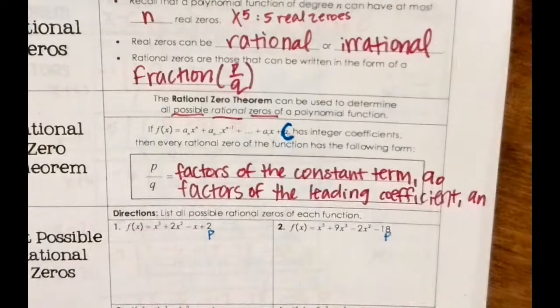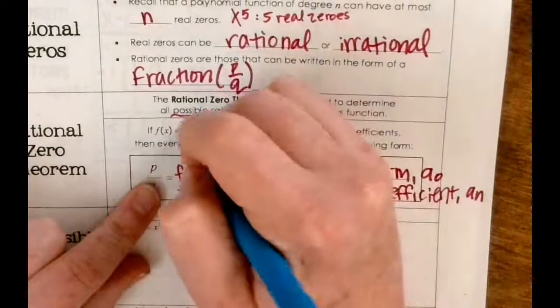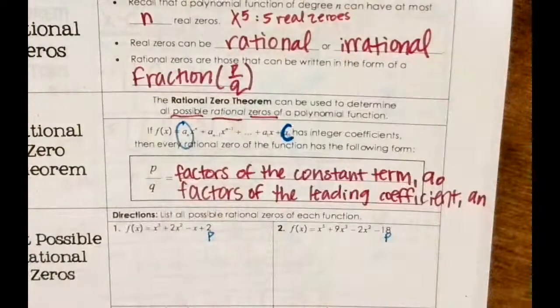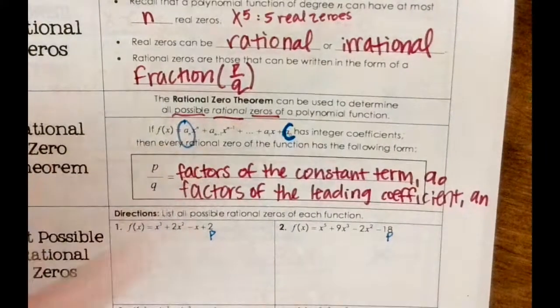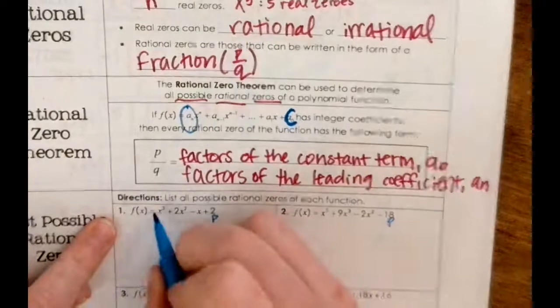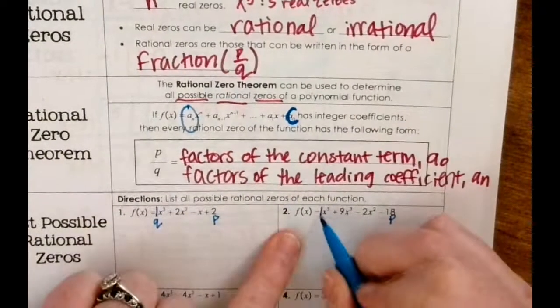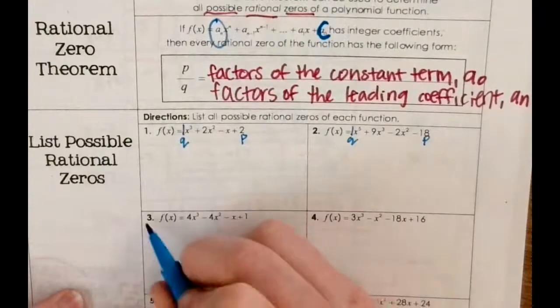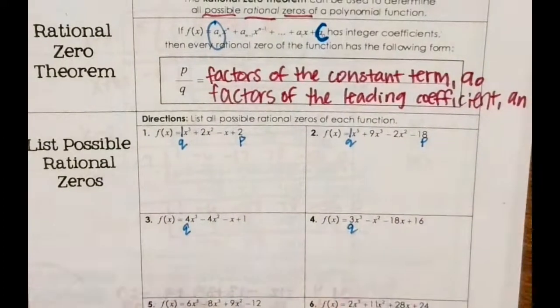And then the leading coefficient, a sub n, that's the coefficient in front of the highest exponent. Okay, so the leading coefficient is the number in front of the highest exponent. So like for 1, it would be 1. For 2, q would be 1. Well, yeah, here we go. So for 3, q is 4, and for 4, q is 3, so on and so forth.